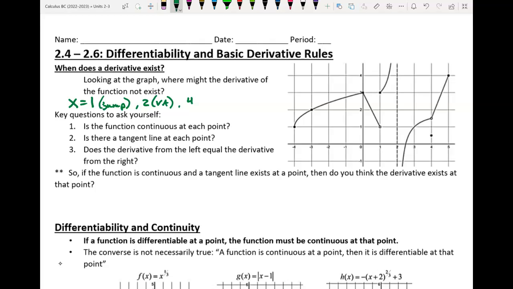Yes. So there's actually kind of two reasons there, right? We have the removable discontinuity, it's not continuous, and we have a sharp turn, right? So both of those definitely could, so we can say a hole and that sharp turn. Okay, any others? Matthew? 0, and our reason? Sharp turn.